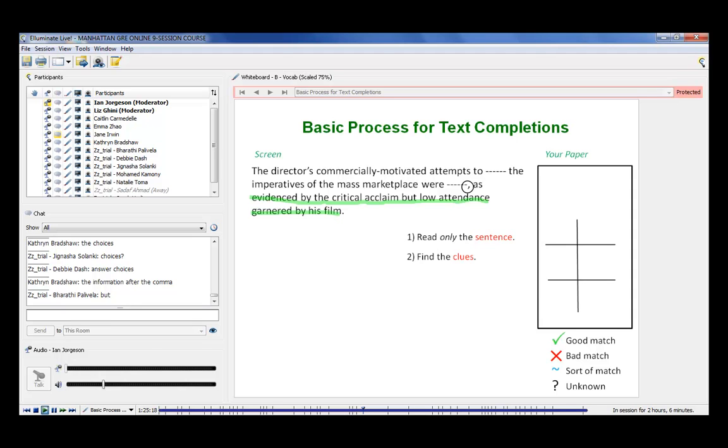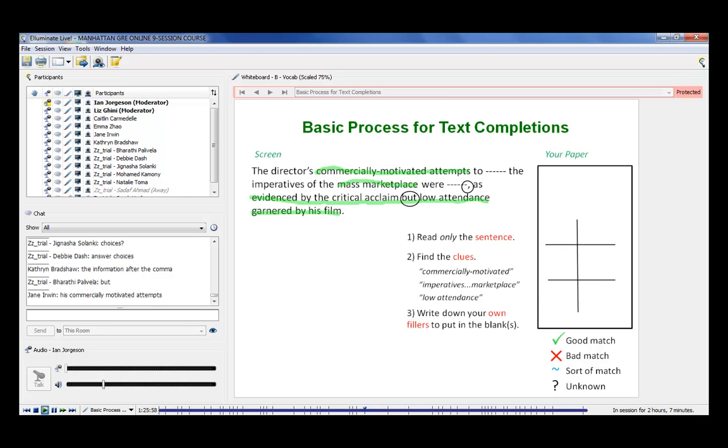Yeah, that word but, kind of like the comma, helps us understand what direction we're going. Good. What else? We're talking in the second part about critical acclaim but low attendance. What else in the first part might be related to commercially motivated attempts? I'd agree. And we also get mass marketplace because we talk about attendance and critical acclaim. So those are our clues: commercially motivated, imperatives of the marketplace, low attendance. Now we want to write down our own filler words to put in the blanks. This is hard, but if we can do this well, the problems become much, much simpler.